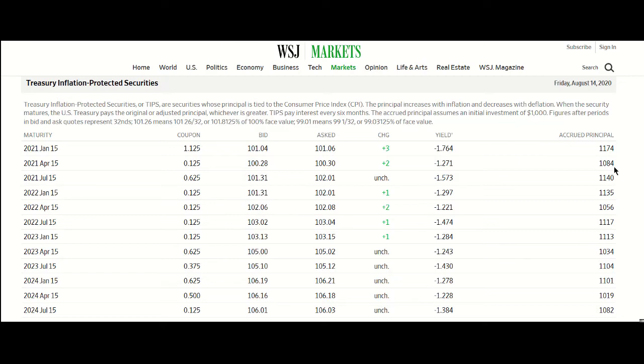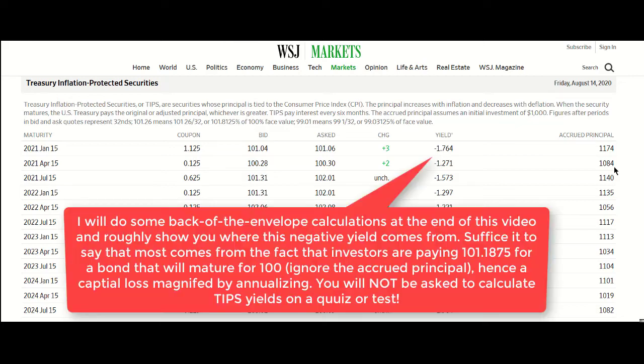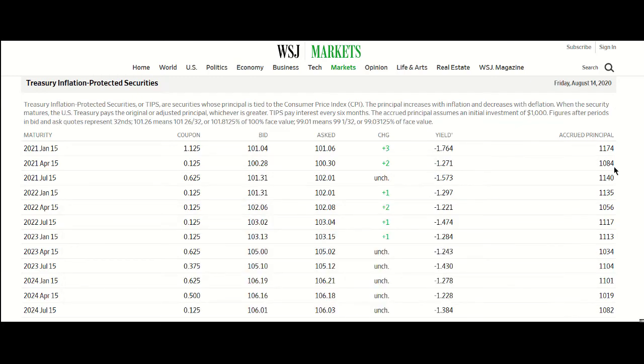And you'd have to go back and figure out when these things were originally issued to be able to recalculate that accrued principal. So you'd go back, figure out when they were issued, and then adjust them for inflation, and in this case, you'd end up with $1,084 if you redid the math. So it's quite interesting that real rates are negative. It kind of defies a lot of economic intuition.